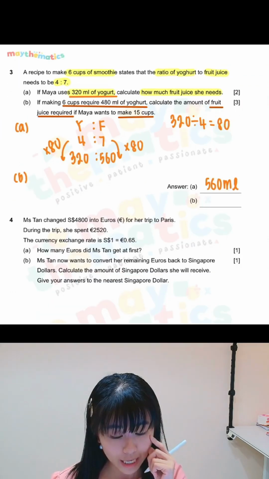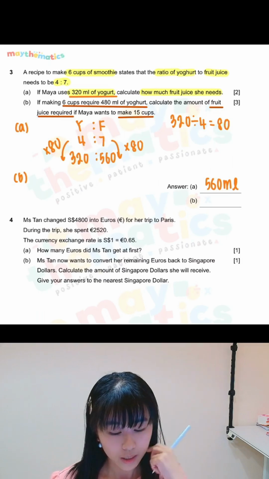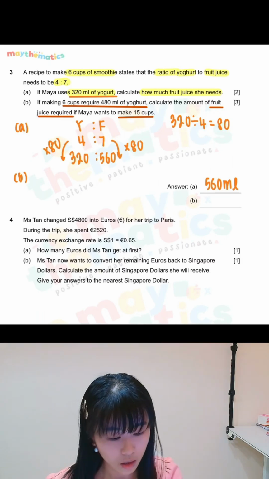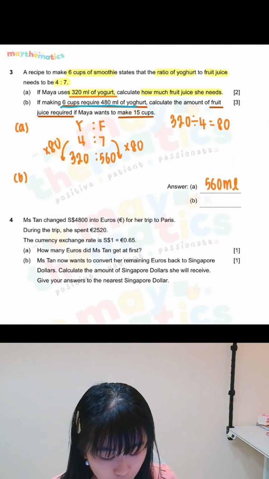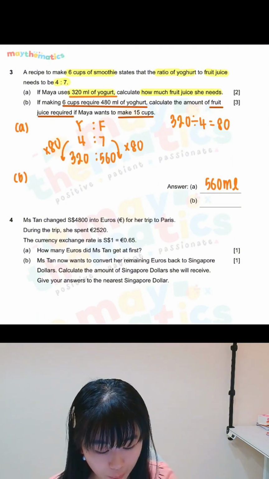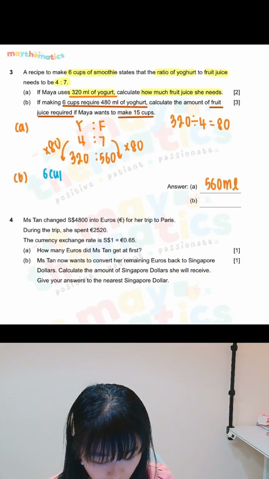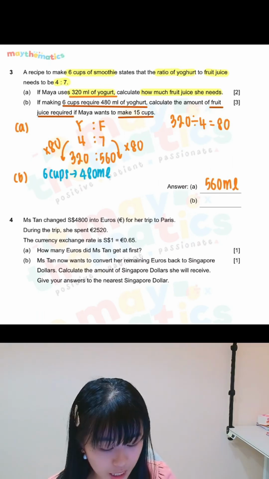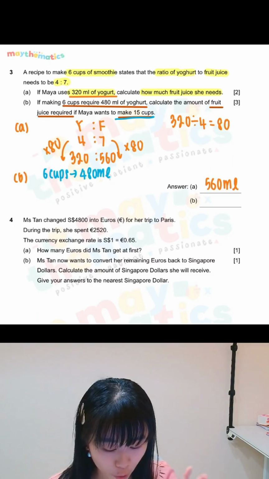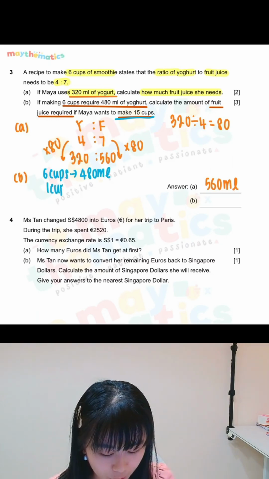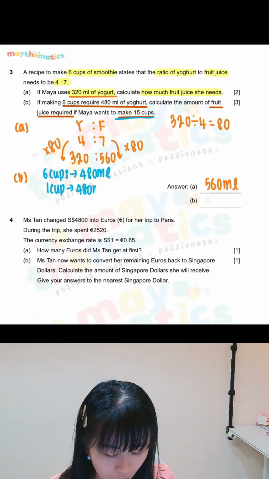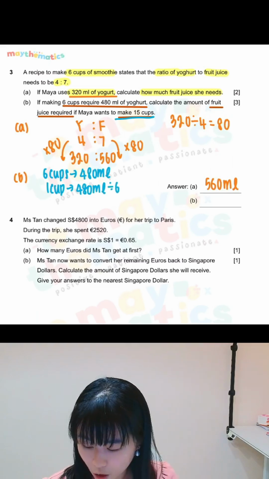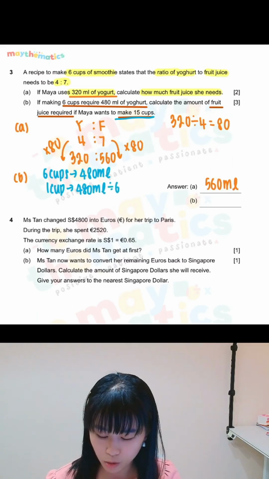So in this case, you look at this. You have 6 cups require 480 ml of yogurt. So 6 cups require 480 ml. Focus on the 15 cups first. So if you focus on the 15 cups, you should be finding 1 cup first. You take 480 ml divided by 6.